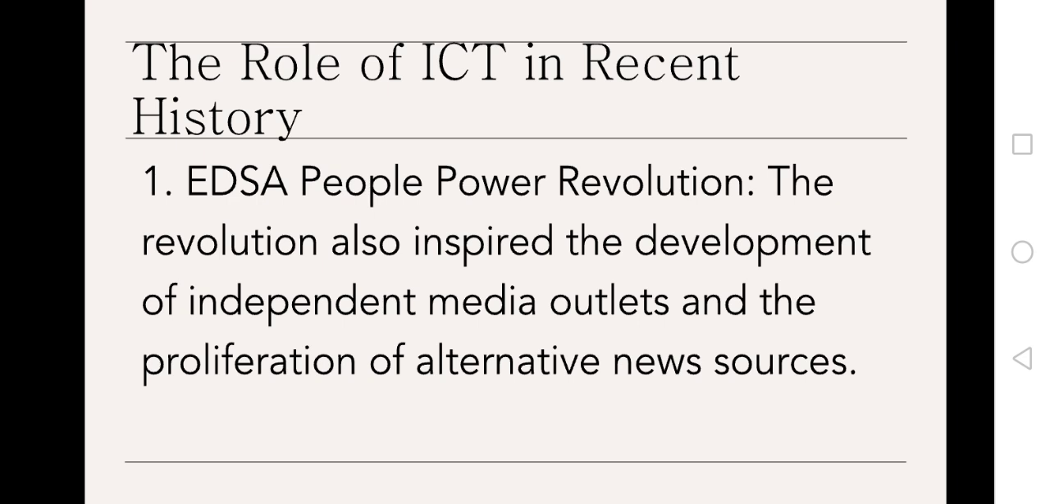So the revolution also inspired the development of independent media outlets and the proliferation of alternative news sources. Before, during martial law, the government somehow limited or did not allow the practice of press freedom. However, because of the EDSA People Power Revolution, there were independent media outlets or sources of information that people could use as a source of specific information that does not depend on our government.